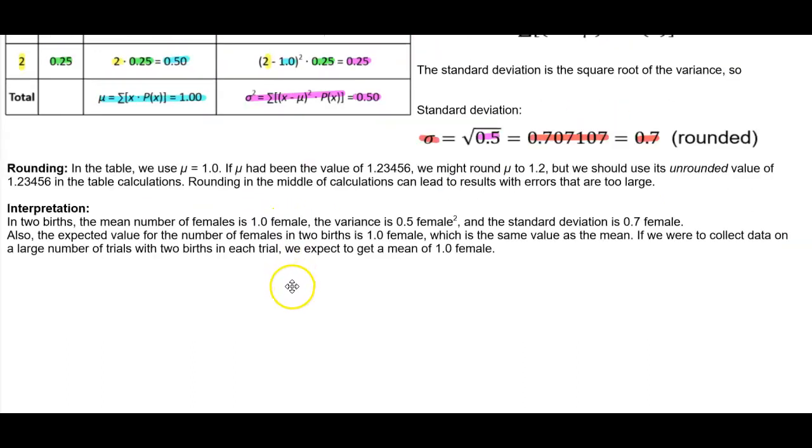Now the interpretation is the following. In two births, the mean number of females is 1.0 female, the variance is 0.5 female squared, since it's a squared unit for the variance, and the standard deviation is 0.7 female. Also, the expected value for the number of females in two births is 1.0 female, which is the same value as the mean. If we were to collect data on a large number of trials with 2 births in each trial, we expect to get a mean of 1.0 female.